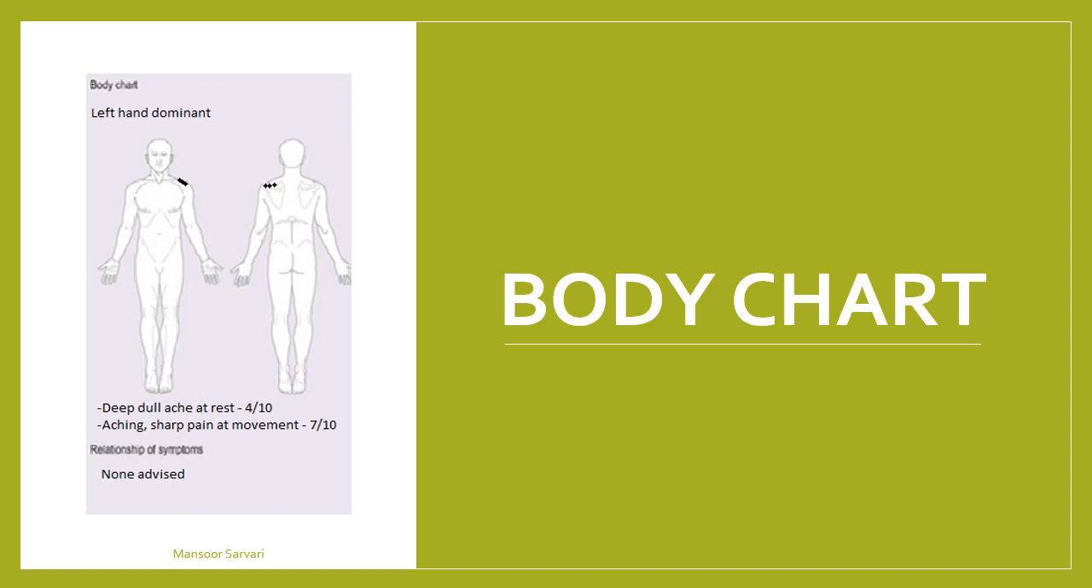He reported a deep, dull, aching pain on the left posterior shoulder when he was at rest. For example, not moving his arm to undertake any activities. He reported the intensity as 4 out of 10. He also mentioned he feels aching, sharp pain when he moves his arm during normal activities. He reported an intensity of 7 out of 10. He advised us that he is left-handed.